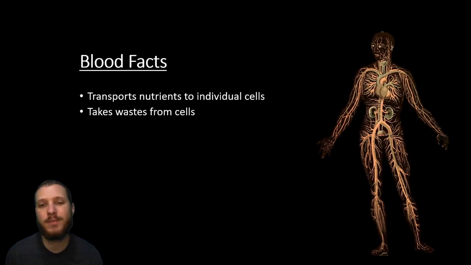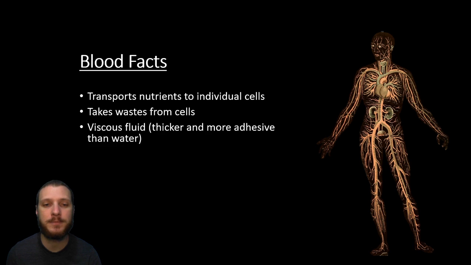So then some random blood facts. As we said, it's going to transport nutrients to each individual cell. Again, we have trillions of cells. Each of those cells is going to need a supply of oxygen and glucose. So as we see, there are going to be capillaries embedded all through our body. Again, it's going to take those waste materials, like carbon dioxide, away.